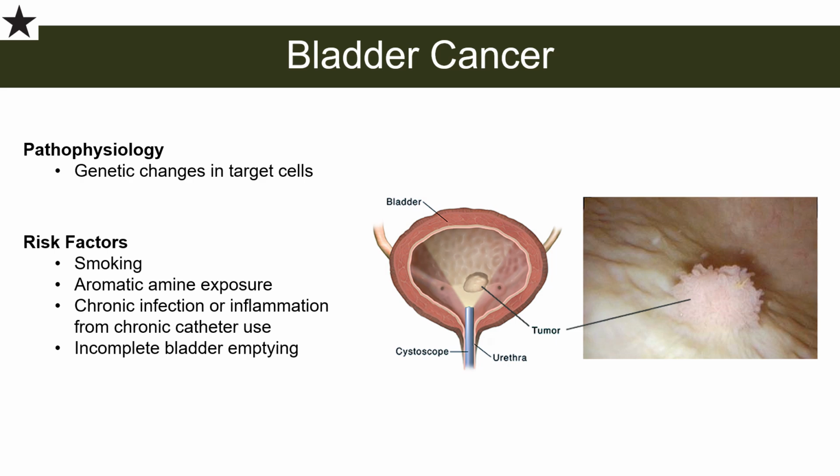Next is bladder cancer. We already know what cancer is, how it develops, and how it spreads, so we're not going to go into that. But let's talk about bladder cancer. Bladder cancer is the 4th most common cancer in men and the 8th most common cancer in women. So that's pretty significant. Pathophysiology-wise, this is going to be from genetic changes in target cells, like all cancer. So the cells of the bladder become mutated for some reason and they start duplicating, and then all of a sudden you have a little cancerous tumor.